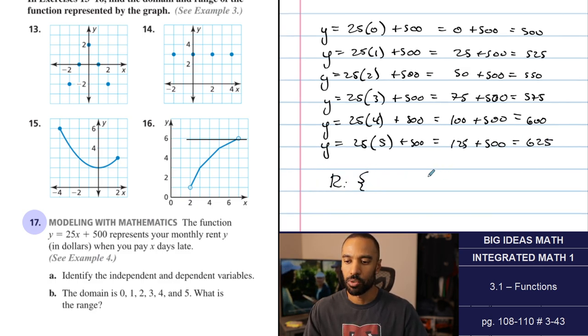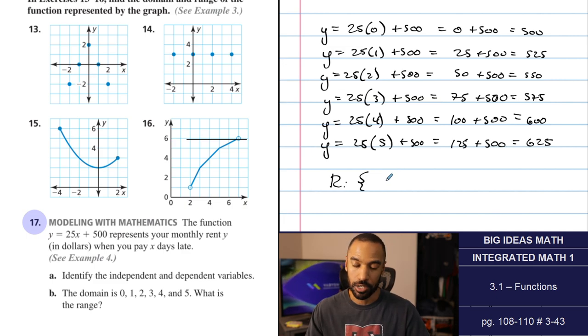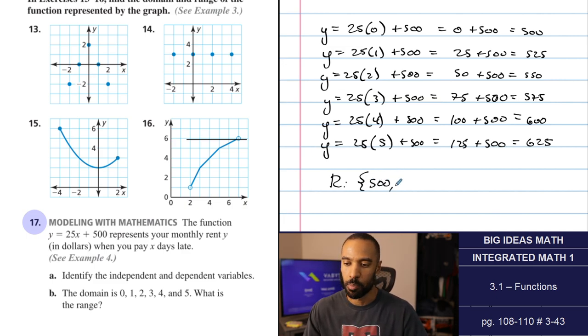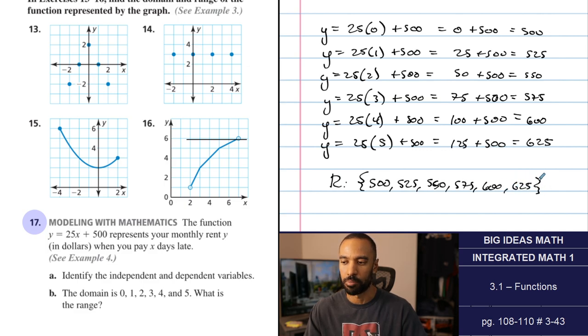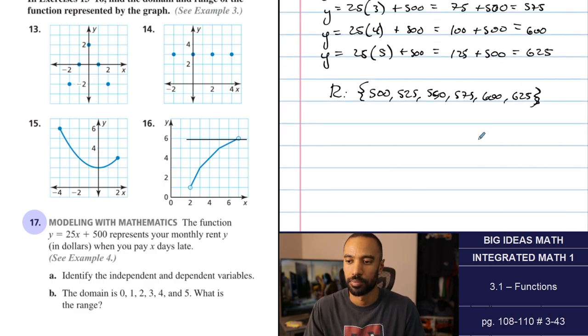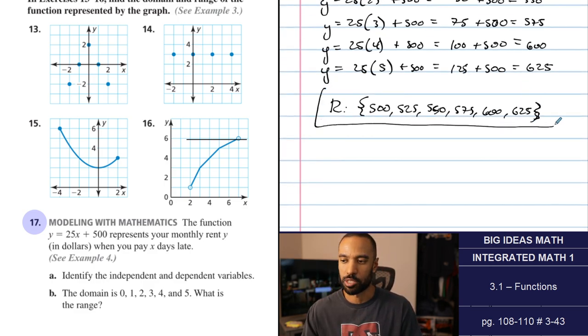So your range, and remember, this is money. The domain states how many days you can be late or whatever. Your range states how much money you can end up owing potentially. These are the amounts that you could potentially owe based on those domain values. That's what we're representing here. That's why I like sense of word problems. I'm understanding what it is we're actually doing with it now. Okay, so there's the range. That's part B.